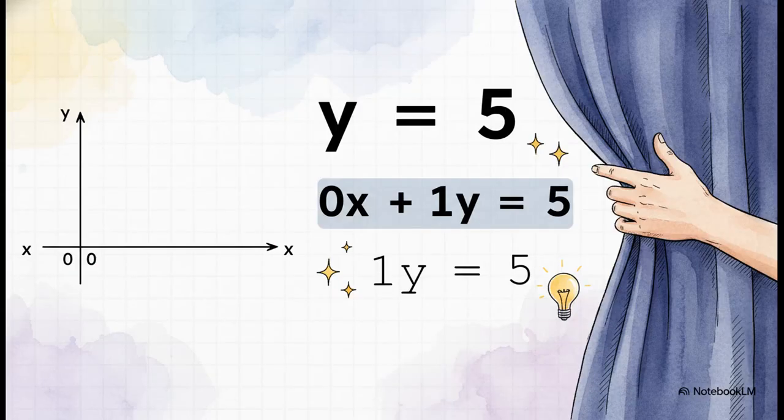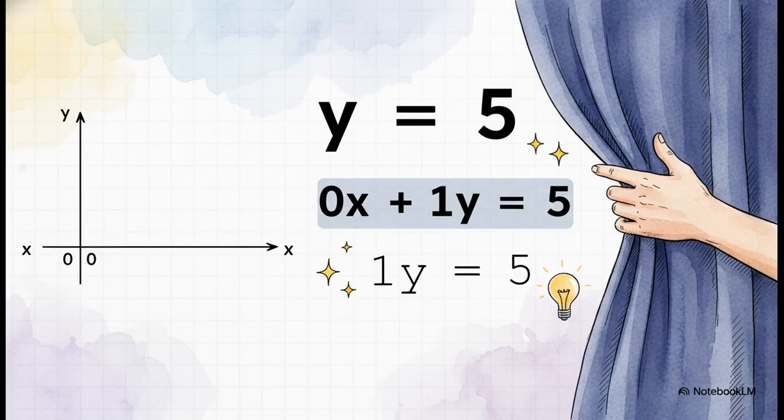Now for a fun one. What about a simple horizontal line, like y equals 5? This might seem like a trick question, because it's already in standard form. You might be thinking, how? Well, since there's no x term, we can just say the a value is 0. You can think of it as 0x plus 1y equals 5. See? It fits the ax plus by equals c structure, and it follows all the rules.